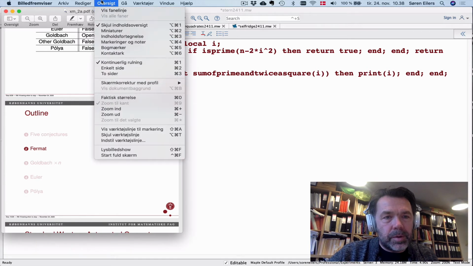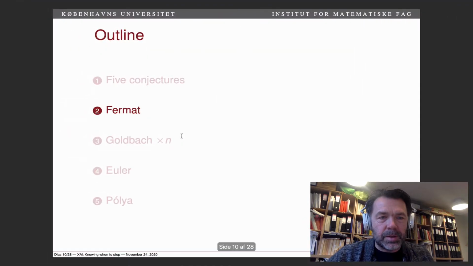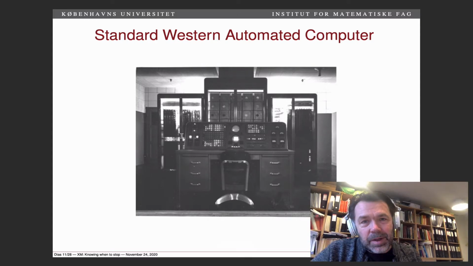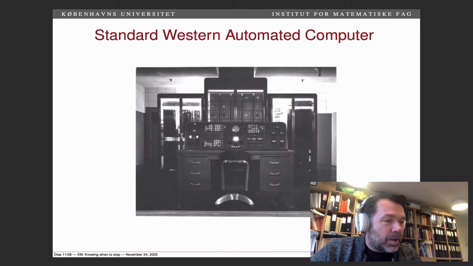So continuing with the list of conjectures here, let me show you the computer that was used to show that 2 to the 2 to the 2 to the n plus 1 is not always a prime. This is the so-called SWAC, or the Standard Western Automated Computer.